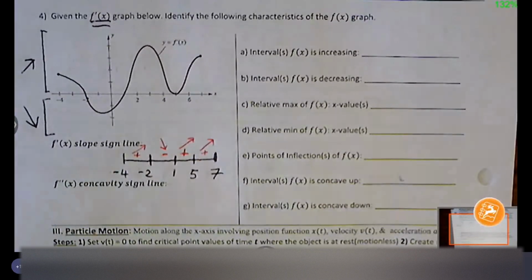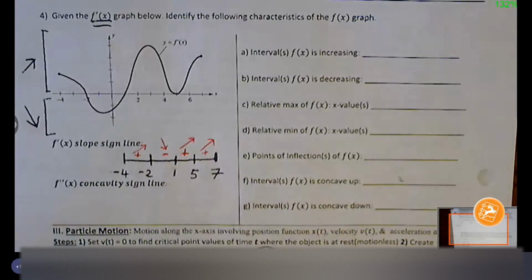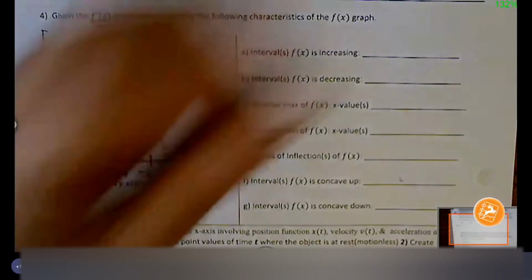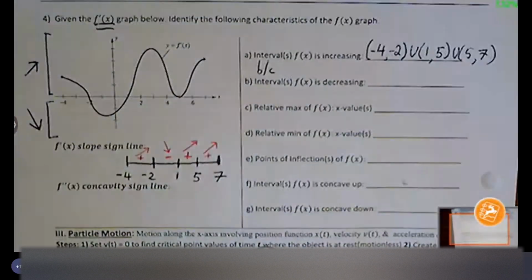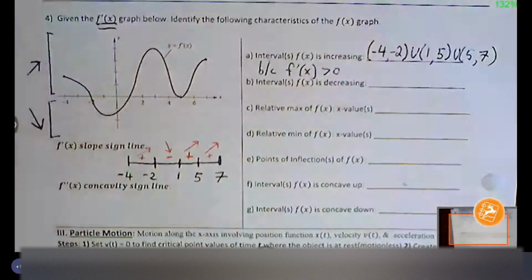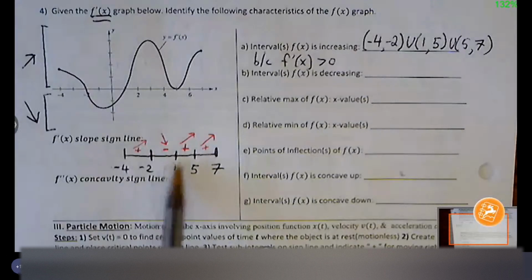So interval of our function increasing, we're just going to seek out the positive arrows. And the reasoning is because f prime is greater than 0. Positive slope. Interval decreasing. We just have one interval decreasing, right? From -2 to 1.